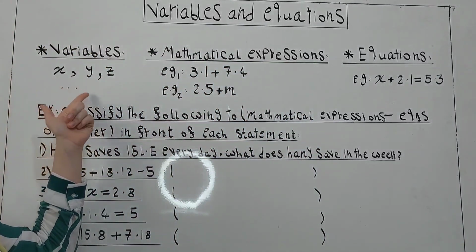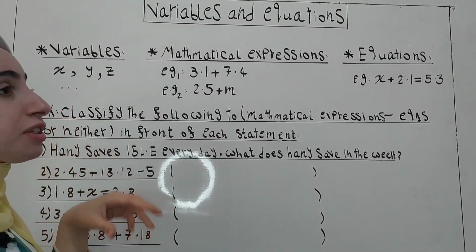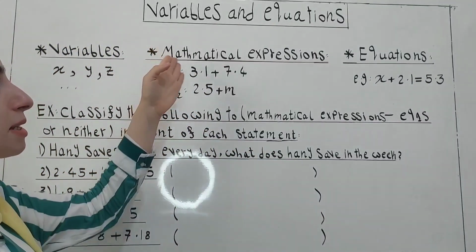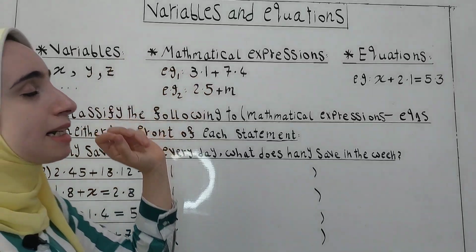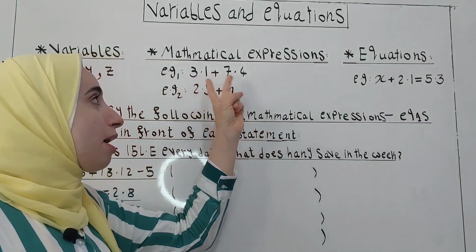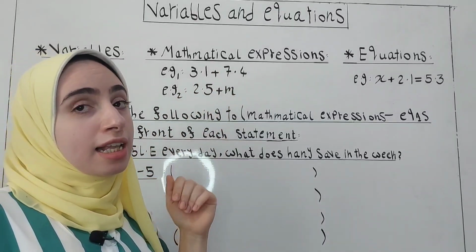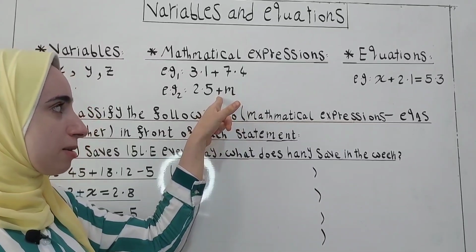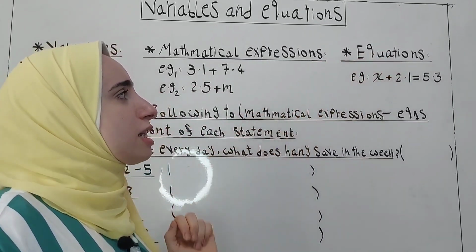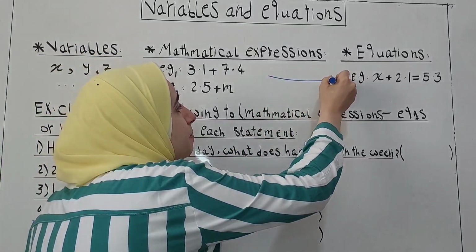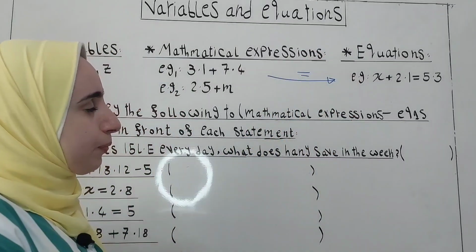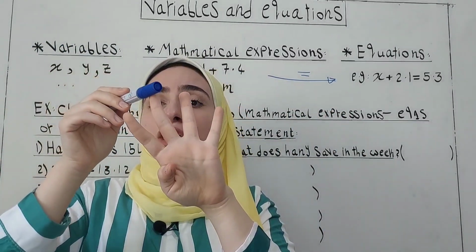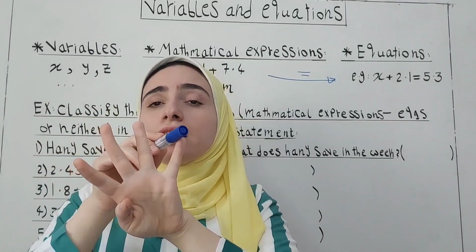Variables. A variable is a missing number. We represent it by a small letter. The second one, mathematical expression. A mathematical expression consists of numbers only with operations, or numbers and variables with operations. The third one, equations. An equation is a mathematical expression that contains an equal sign. So an equation consists of four things: variables, operations, numbers, and an equal sign.